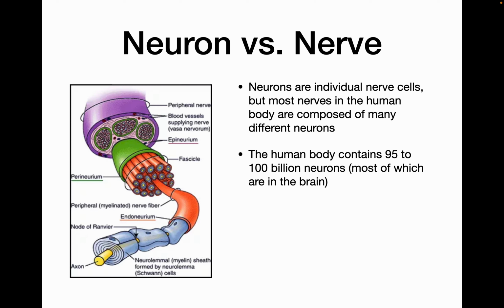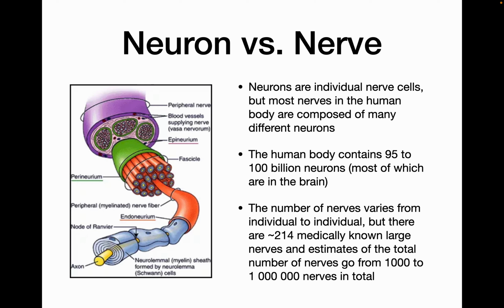Okay, our body contains between 95 and 100 billion neurons. Most of those, of course, are in our brain. Our brain is just a giant mesh of neurons. It's highly organized, but all our nerves in our body are also made of neurons. And the number of nerves actually is a little bit different between individuals. So what we call medically known nerves are ones that pretty much everybody always has. It's very rare someone doesn't have that nerve, but 214 of them. But our estimate for total number of nerves in individuals goes from 1,000 to 1,000,000. It's a huge variation because it's really hard to get actual data on that, and it's not that important, we don't think, to have the information.